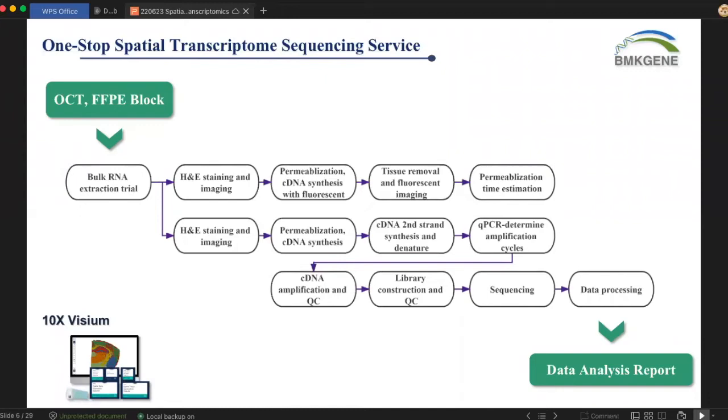Here at BMKGENE, what we would like to do is provide a one-stop spatial transcriptome sequencing service where we do all the steps in the middle that I showed here. What we want from you is only your OCT embedded block or FFPE block. And by the end, we will have a data analysis report that contains all the information about the biological function interpretation and all the images, figures, etc. So in the next several slides, I would like to show you how it works from your side, all the way down to the data analysis report that we will return to you.